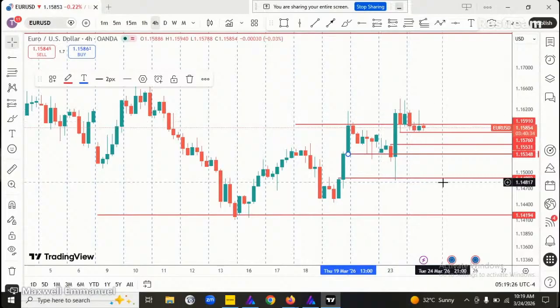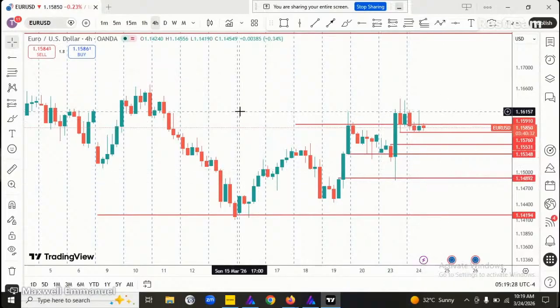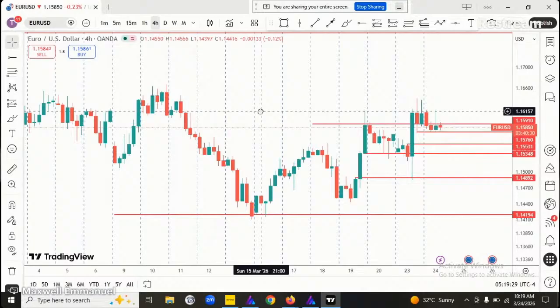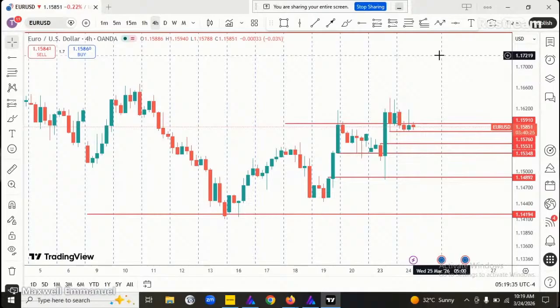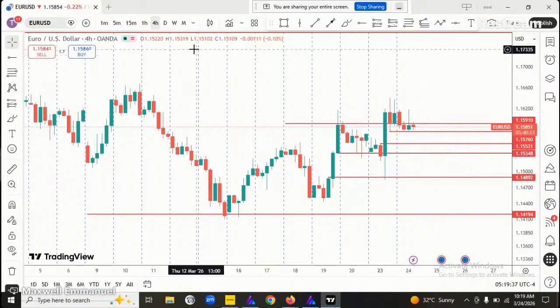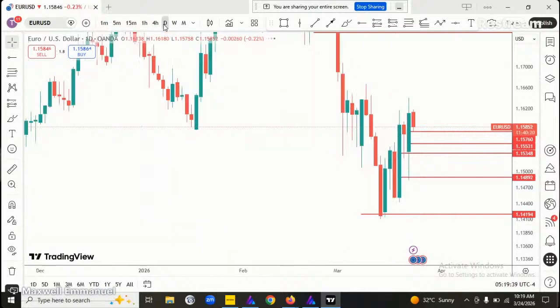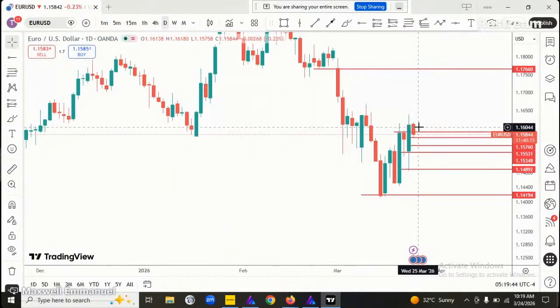Okay. So Euro USD, I'm looking for buys, but I want to see price pull back into the zone before going bullish. But if today's candle closes bearish, then I'm going to sell Euro USD from tomorrow to Friday. If today's candle closes bearish, then I would be looking for sells. That's from tomorrow.